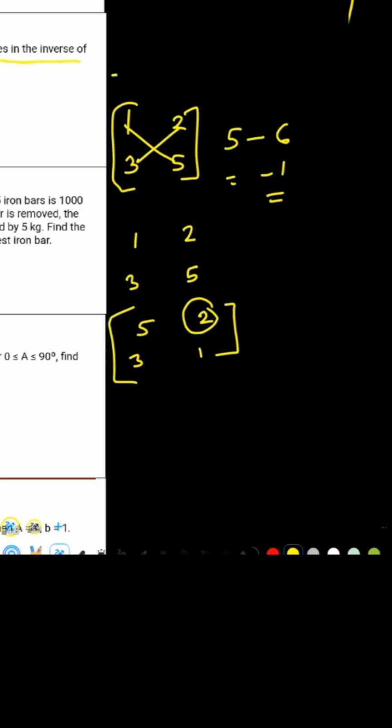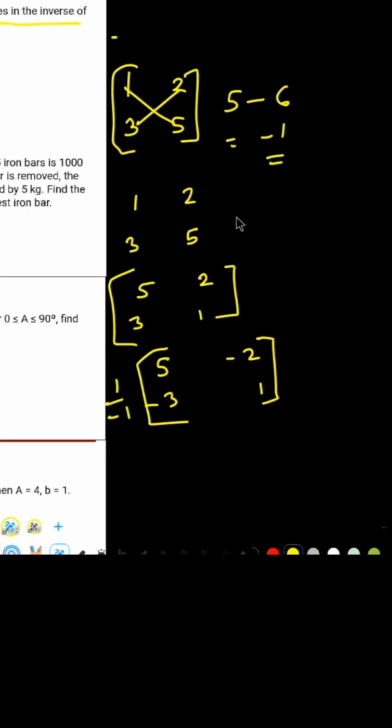Okay, the next step is to negate these two, change their signs. If you do that, you will get 5, it's going to be minus 2, it's going to be minus 3, and it's going to be 1. So we are done already. Just put the determinant in front of it. Determinant was minus 1, so I'm going to put that in front here. That will be 1 over minus 1. I'm dividing by this determinant. But you know that 1 over minus 1 is the same as minus 1. So this is just minus 1, open your brackets, 5, minus 3, minus 2, 1.